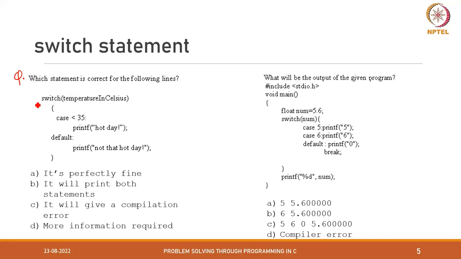We have a switch statement where this is the expression that we have, and then we have this case, and we have written case less than 35, and we are printing something, and in the default case we are printing something else. So which statement is correct for the following lines? What should be the answer here?